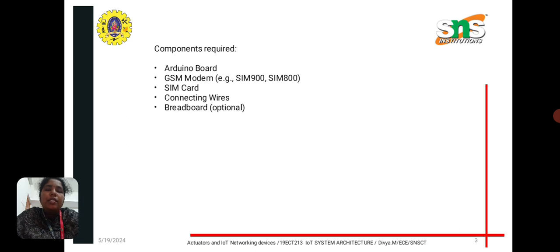These are the components required to interface GSM with Arduino. First is an Arduino board and a GSM modem. In that, we have a SIM card slot, and then connecting wires and a breadboard.